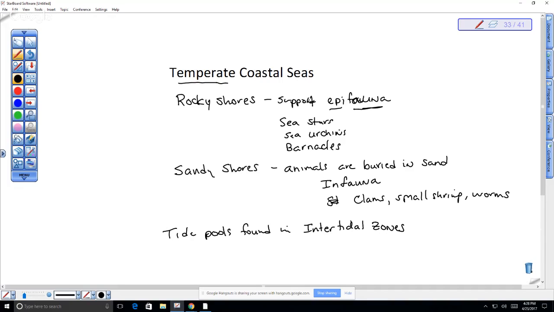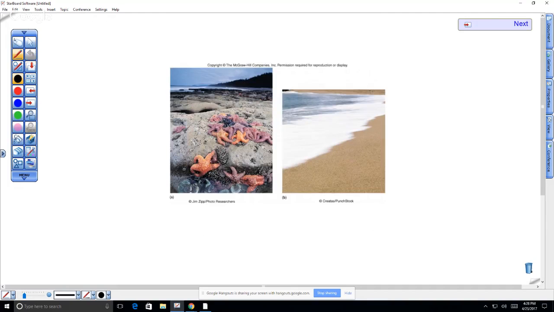This is as opposed to the tropical coast, but here's an image that shows the sea stars, right? These are drying out. So this is the intertidal zone. When the tide comes in, they will be covered back up. This is the sand. Organisms are buried in that sand, so you can't see them as readily as the ones that are attached to the rocky surface.